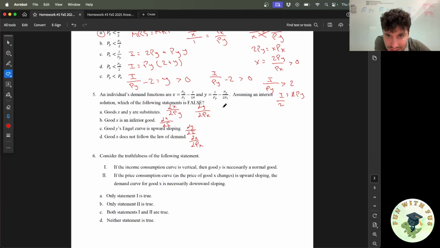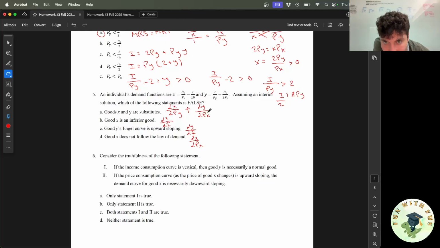So I guess we're just going to get started from the top. I'm going to use arrow math. That might be kind of heathenish to some, but this is a lot of derivatives and I don't really want to think about it. So good X and Y are substitutes. This would mean that I want these to be positive. So if I increase PY here, then the whole thing gets bigger. So that's a positive relationship.